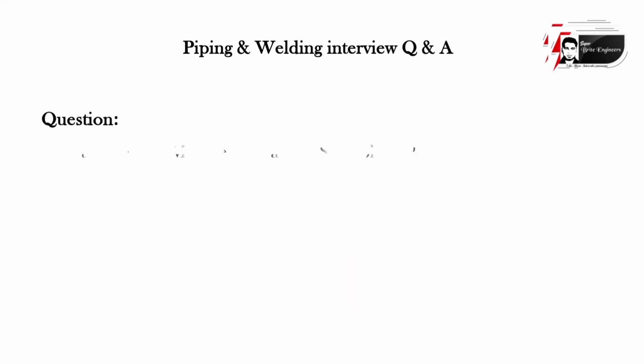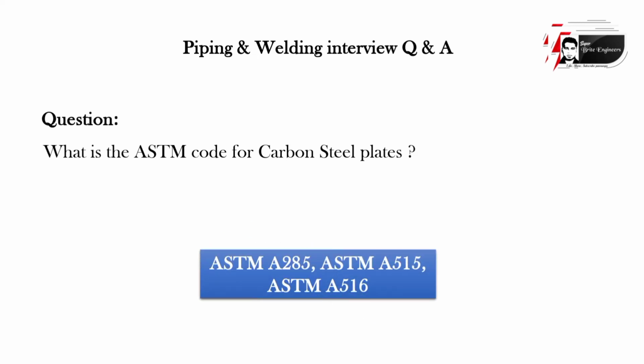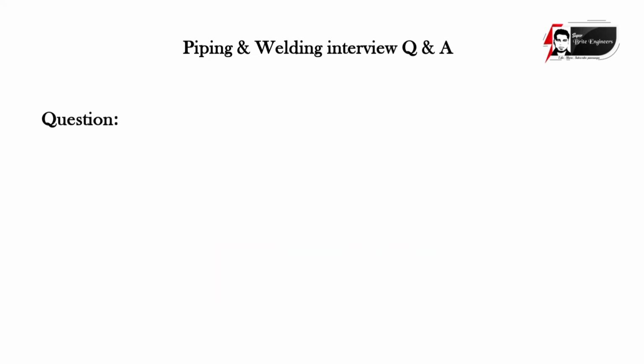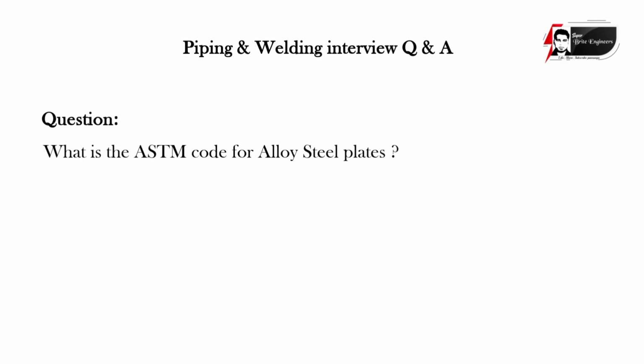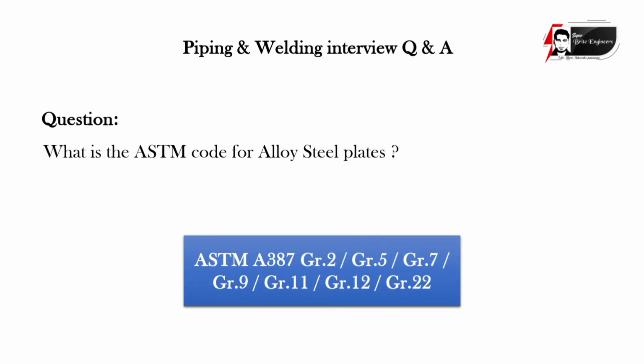What is the ASTM code for carbon steel plate? ASTM A285, ASTM A515, ASTM A516. What is the ASTM code for alloy steel plate? ASTM A387, grade 2, grade 5, grade 7, grade 9, grade 11, grade 12, grade 22.